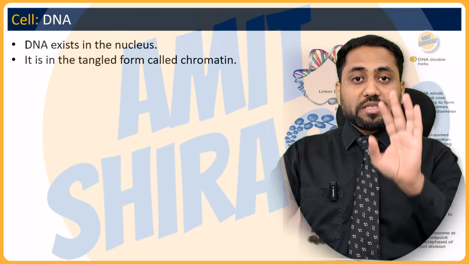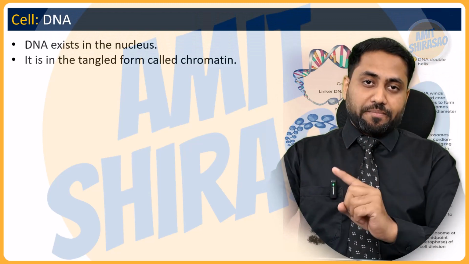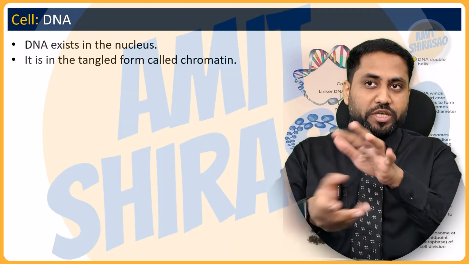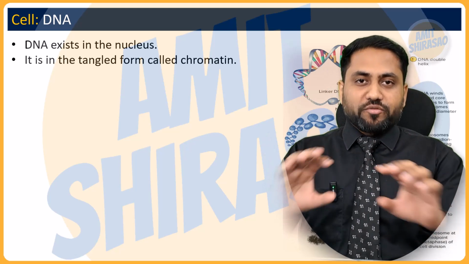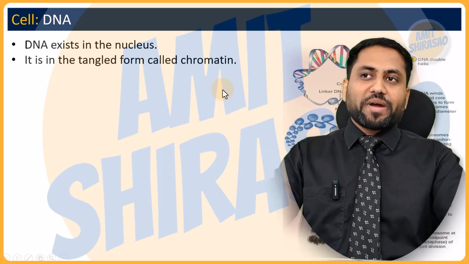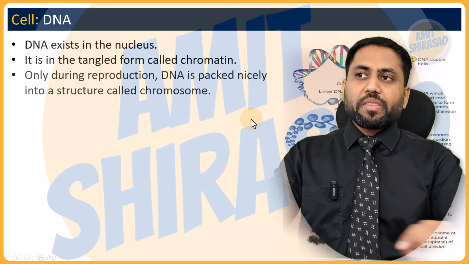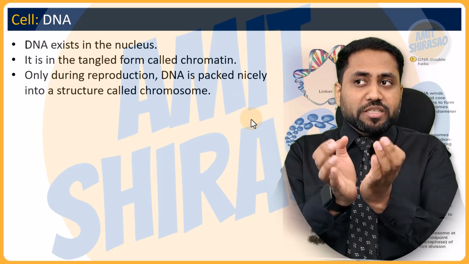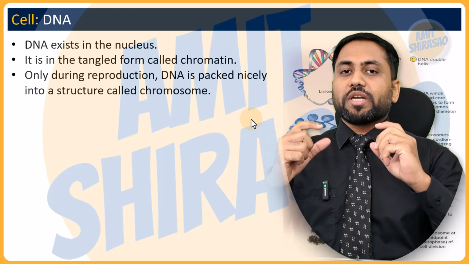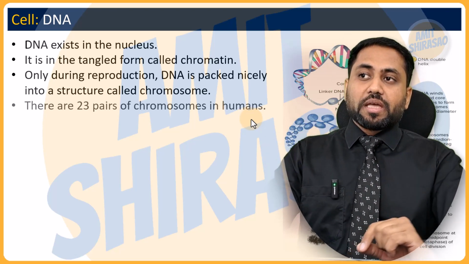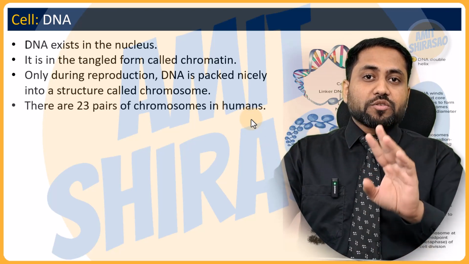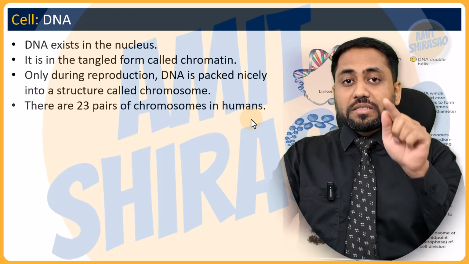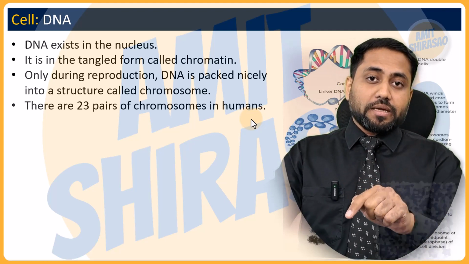We have 46 DNAs in a single cell. All of them are just floating around in the nucleus, and that is called chromatin. Only during reproduction is DNA packaged nicely into one structure, which is called a chromosome. There are 23 pairs of chromosomes in every single cell of a human being.